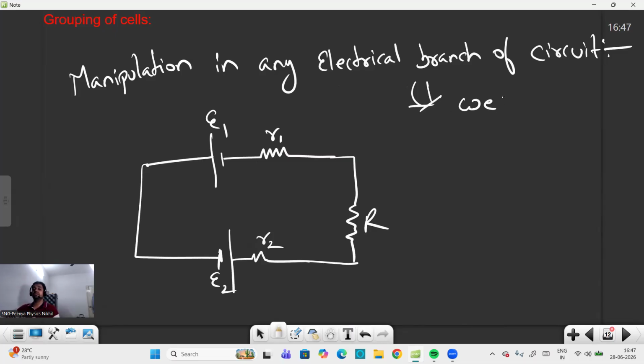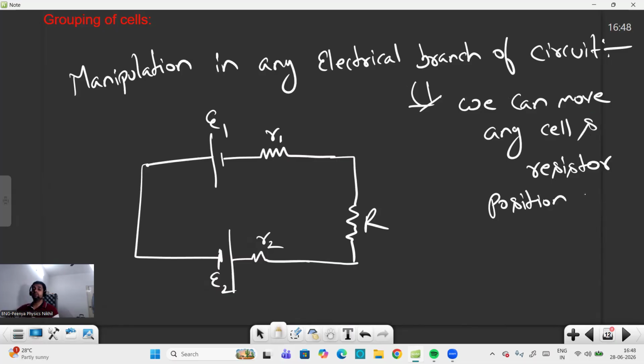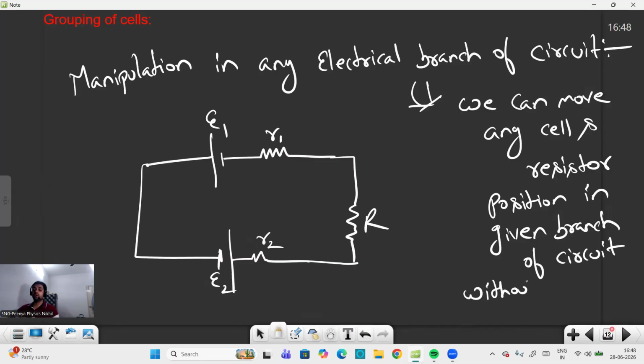We can move any cell in the particular branch, or any resistor position in a given branch of a circuit, without changing its orientation. Correct? Okay. So now, for example, this is E1 and E2 is here.